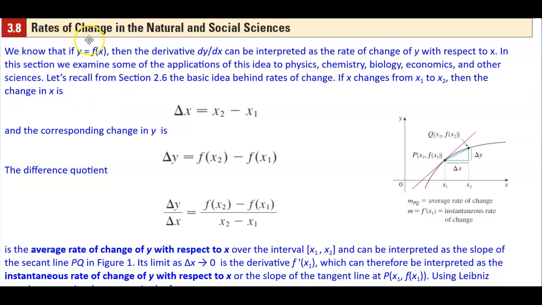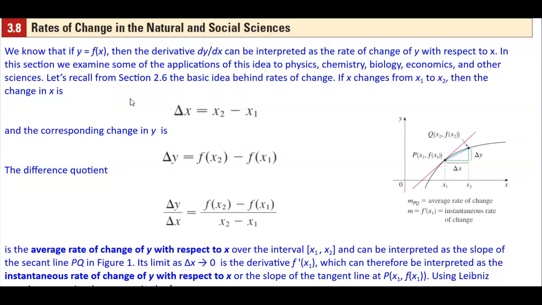Section 3.8, Rates of Change in the Natural and Social Sciences. We know that if y equals f of x, then a derivative dy divided by dx can be interpreted as the rate of change of y with respect to x. In this section, we examine some of the applications of this idea to physics, chemistry, biology, economics, and other sciences.